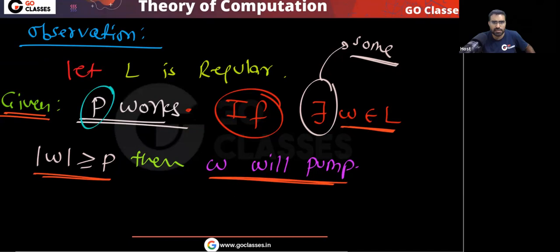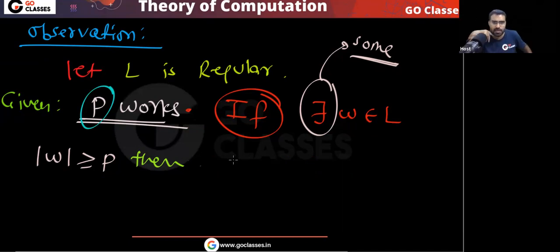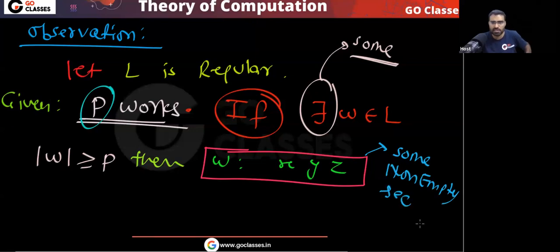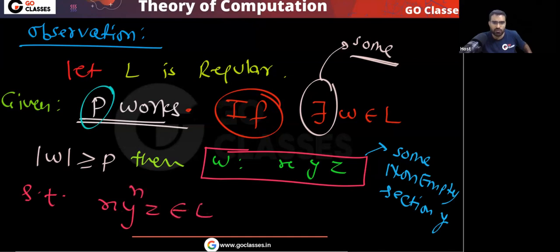And if this W will pump, then will this W create infinite number of strings? This W is pumping. There will be some non-empty Y, because W is pumping. So W has some non-empty section Y, such that X Y power N Z will belong to L. Yes or no? This will belong to L. But if you do this, then your language will be infinite or not? Your language will become infinite.